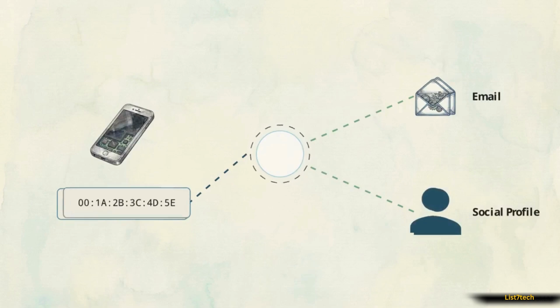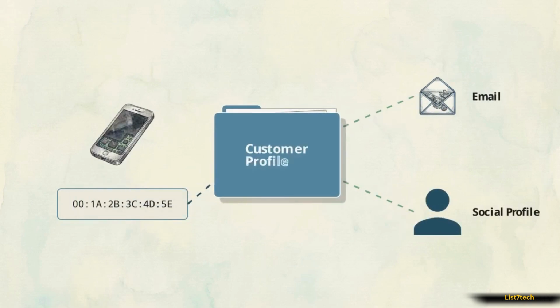When you complete the captive portal login, the network executes authorized marketing analytics. It links the unique hardware identifier of your device to the specific personal data, like an email address or social profile, that you explicitly provided to gain access.